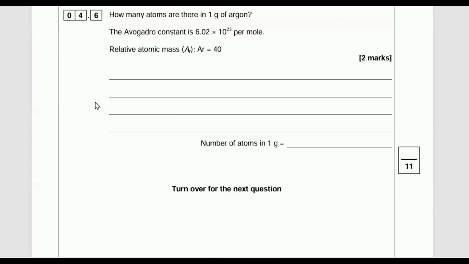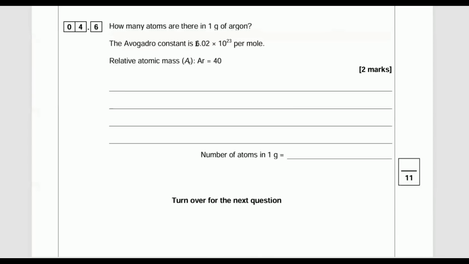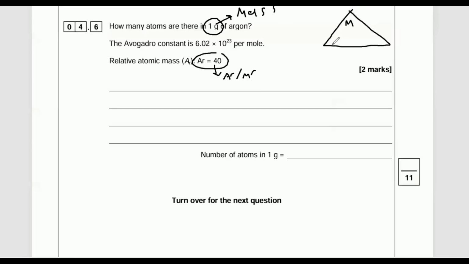How many atoms in 1 gram of argon? Okay, so argon has an Ar of 40 and we have grams. So what did I say about maths questions? Circle, circle. That is mass. And we've been given Ar, baby. Now, when you're given Ar or Mr and you've been given mass, you're not thinking M over CV, which we did right at the start of this paper. You should be thinking about moles.